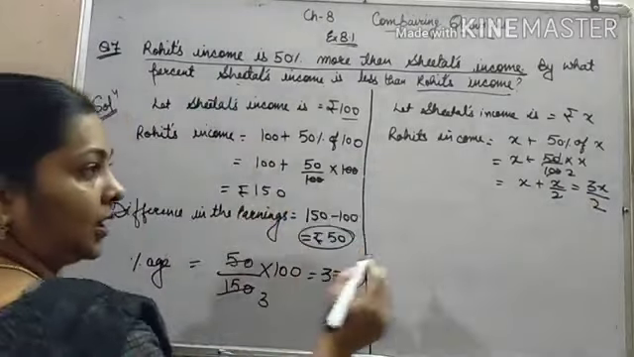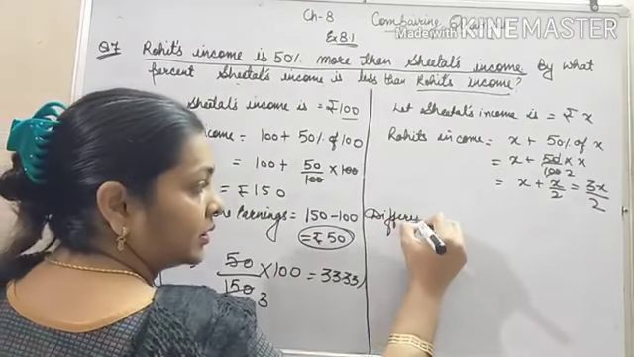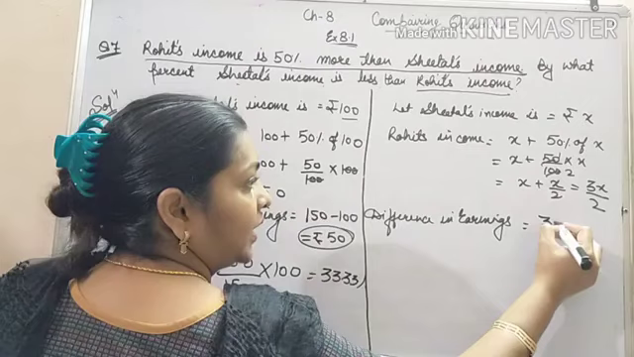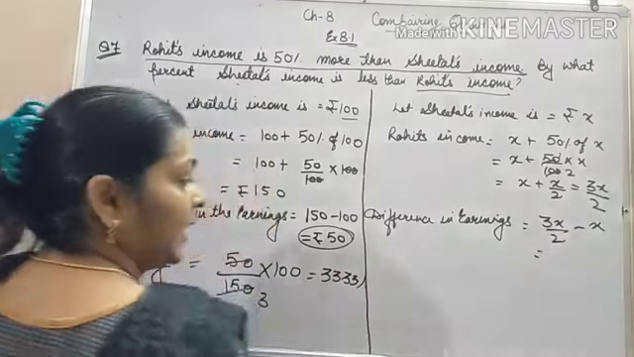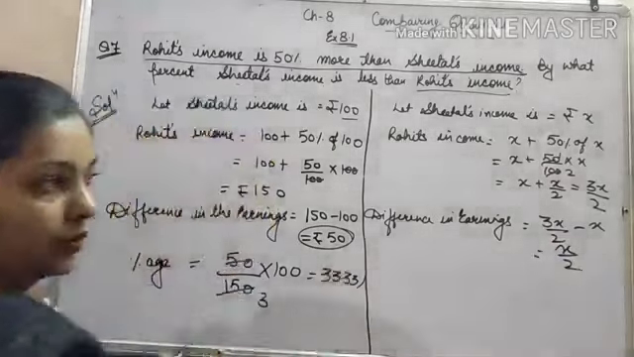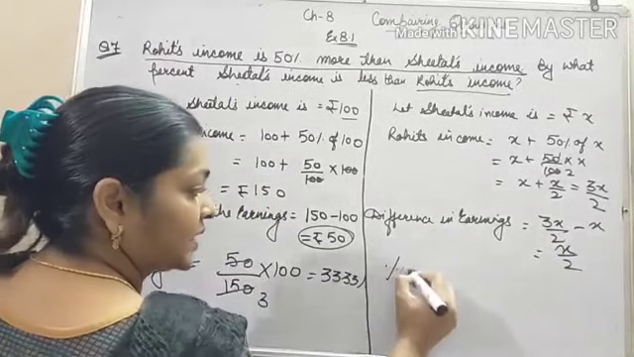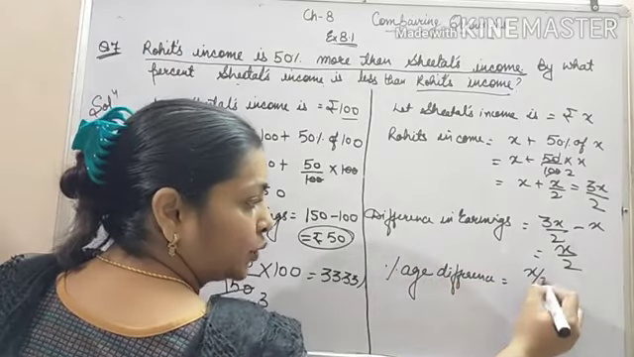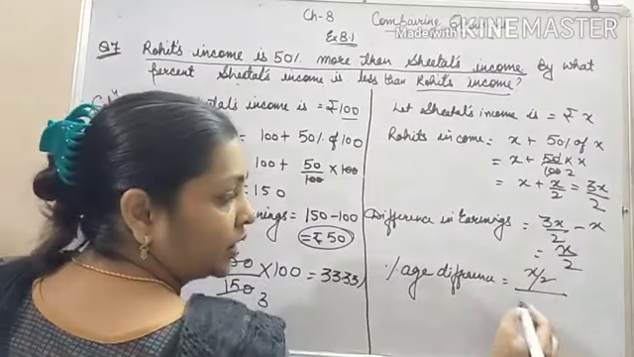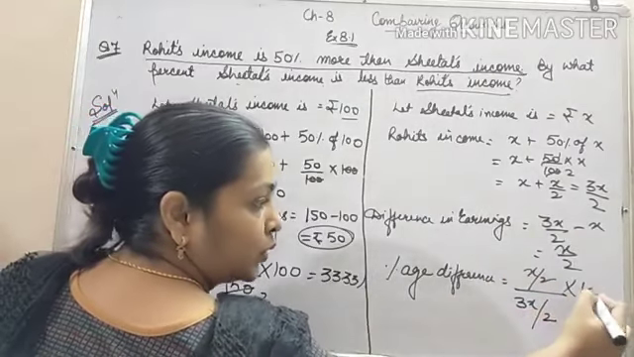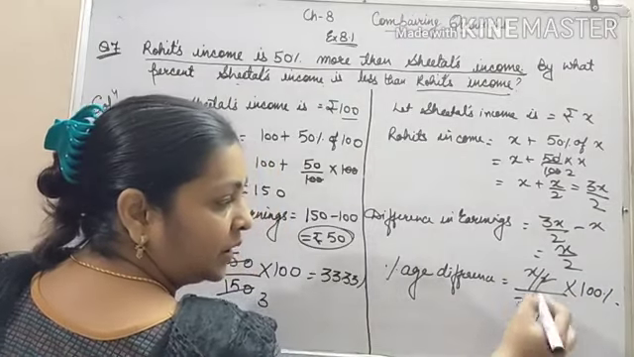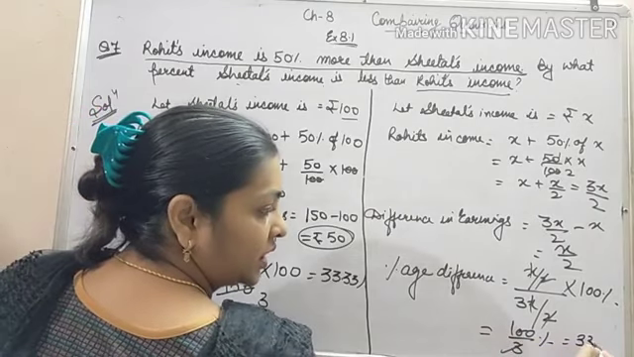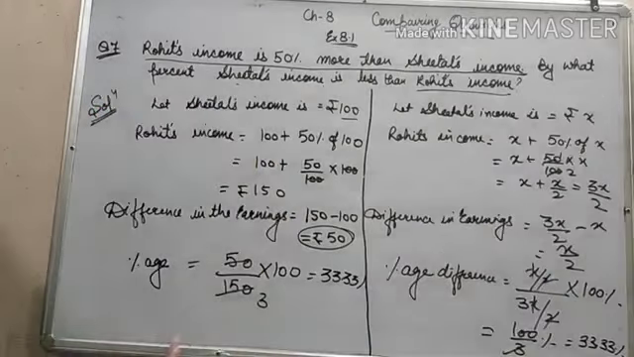Now this is Rohit's income. The difference in earning is 3x by 2 minus x, that is equal to x by 2. Now the percentage difference will be x by 2, the difference in the earning, upon Rohit's income, 3x by 2, into 100%. 2 cancels by 2, x cancels by x, 100 by 3%, that is again equal to 33.33%. So the answer is the same.